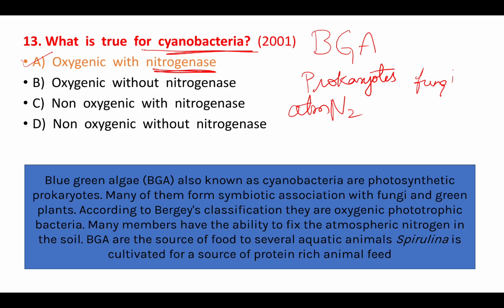See, this blue-green algae, they are the source of food to several aquatic animals, and the blue-green alga spirulina is cultivated as a source of protein. It is said to have a high protein content. Here, oxygenic with nitrogenase is a true statement for cyanobacteria.